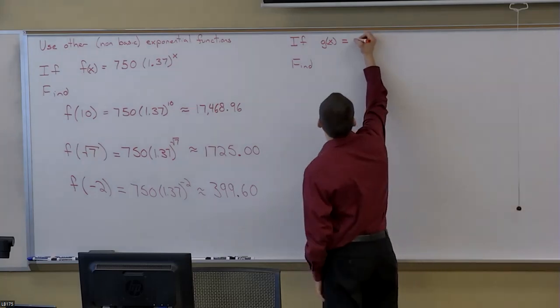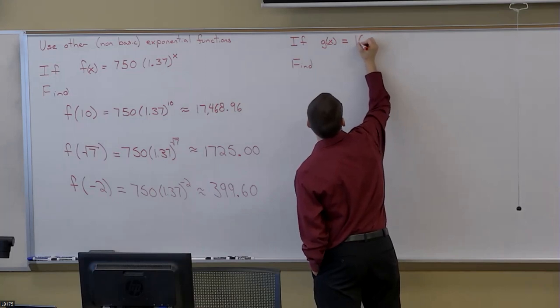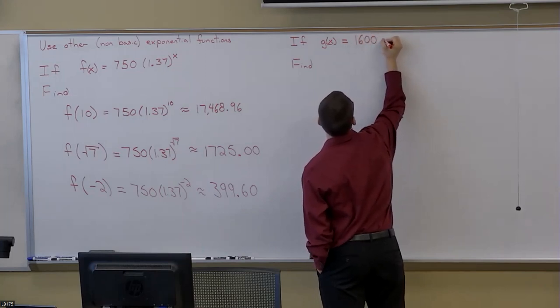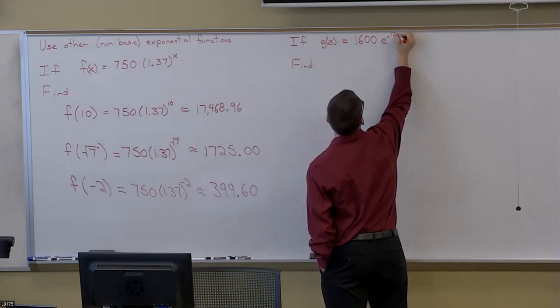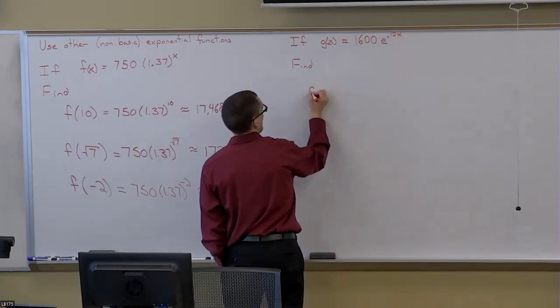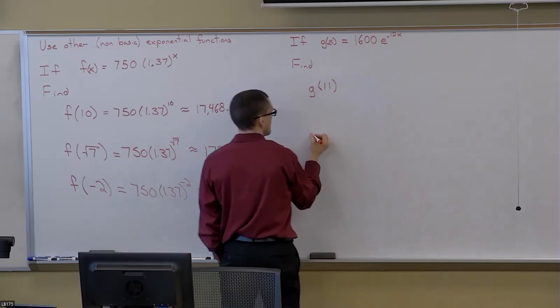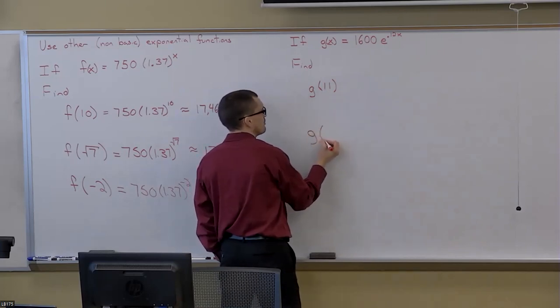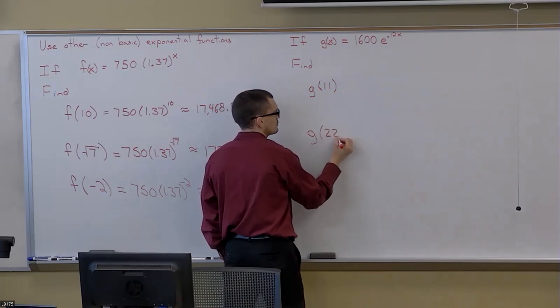Okay. Let's do one more of those. Let's do this one with e. So let's take 1,600 e to the 0.12x. And I want you to find the output of the function when you plug in 11, and then what's the output of the function if you plug in 22?